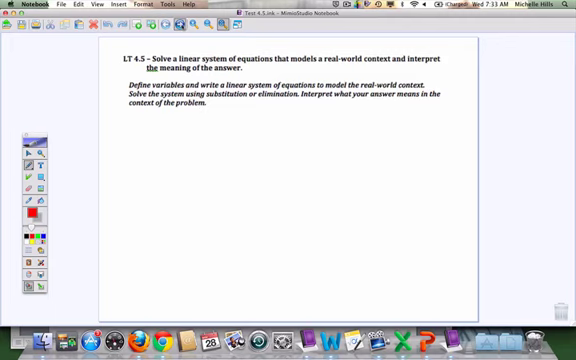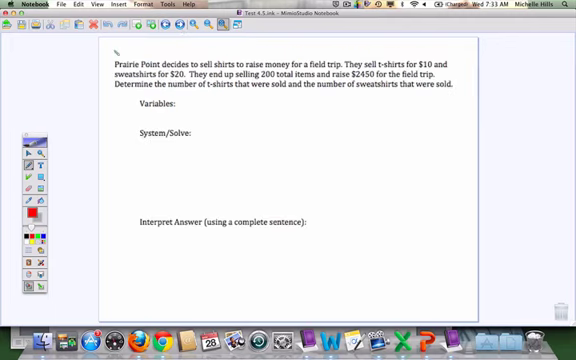So when you look at a word problem that wants you to solve it using a system of equations, the first thing you do is go to the end of the problem and find the two things that it wants you to find. Those become your two variables. So the first thing is determine the number of t-shirts that were sold and the number of sweatshirts that were sold. Those become my two variables.